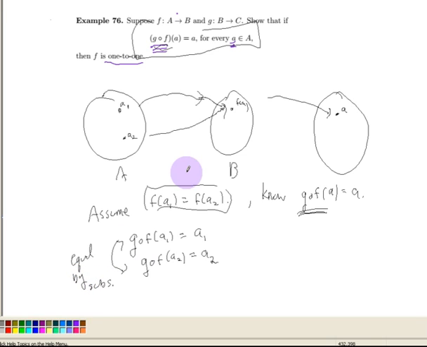Okay? So you can see the logic here. We passed through here. We saw they both go to the same point. And of course, this point in B, when you take g of it, it goes to a unique point of here. Now, I know when I take this series of arrows here, it gives me a2. When I take this series of arrows here, it gets me to a1. Since they're both going to the same point, it must be true that a1 is equal to a2.